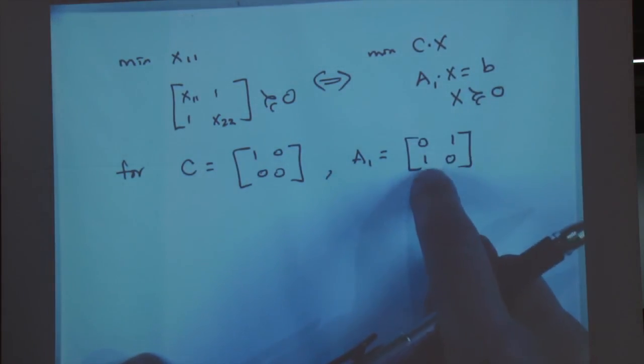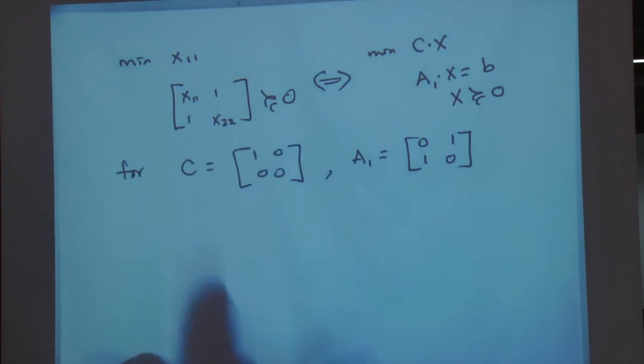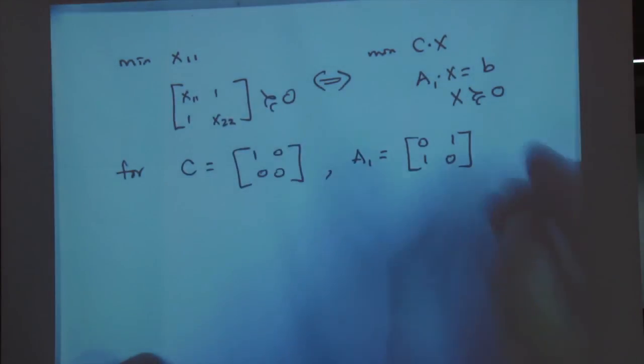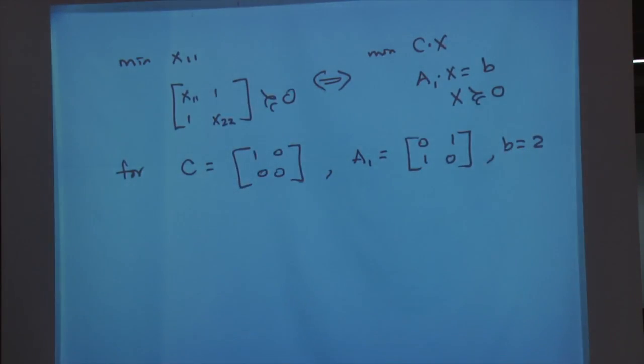And I want the sum of these two off-diagonal elements to be equal to 2, so that they both have 1. So I want that, and b should be 2. All right? So that's a, b, and c.